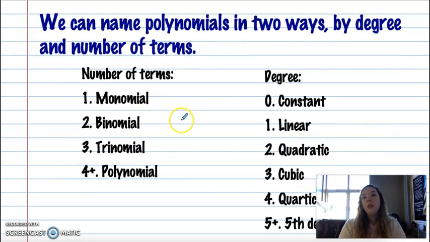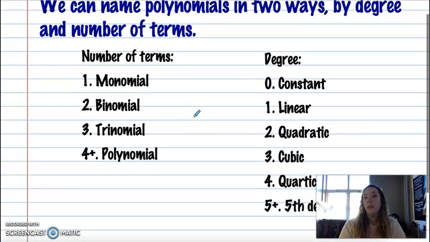We can name polynomials in two ways, by degree and number of terms, and usually they'll ask us for both. So number of terms, if there's just one term, that's a monomial. 2 is a binomial, 3 is a trinomial, and honestly, binomials and trinomials are going to be what we work with the most in this unit. And then anything larger, 4 and up, we'll just call a polynomial. Poly stands for many, tri is 3, bi is 2, mono is 1. So they're prefixes you've seen before, but that's how we would name polynomials.